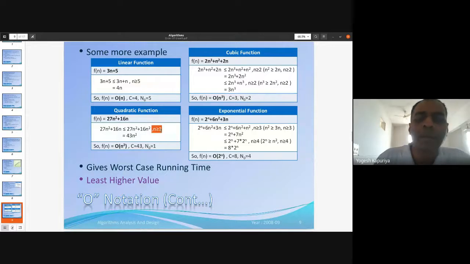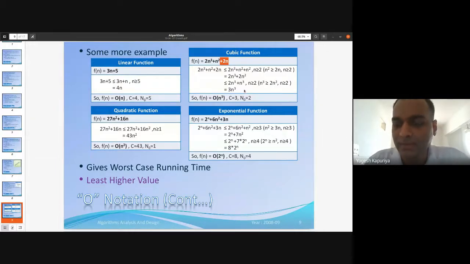Cubic function, again there are 3 terms, but these 2 terms have to be replaced by the higher order term. So let us first replace the last term. So it's 2n cube plus n square. I want to replace this 2n with n square. I can do it for any value of n greater than or equal to 2.